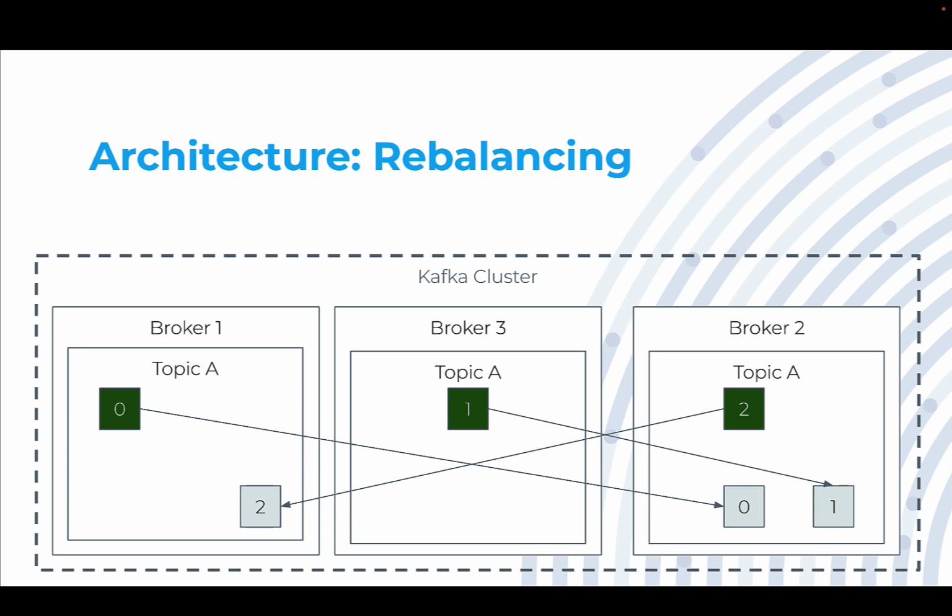So broker 1 now has partition 0, and 0 gets replicated over to broker 2. Broker 2 now represents partition 2, which is replicated over to broker 1, and the new broker 3 is handling partition 1, and it gets replicated over to broker 2. This level of rebalancing takes some additional time.